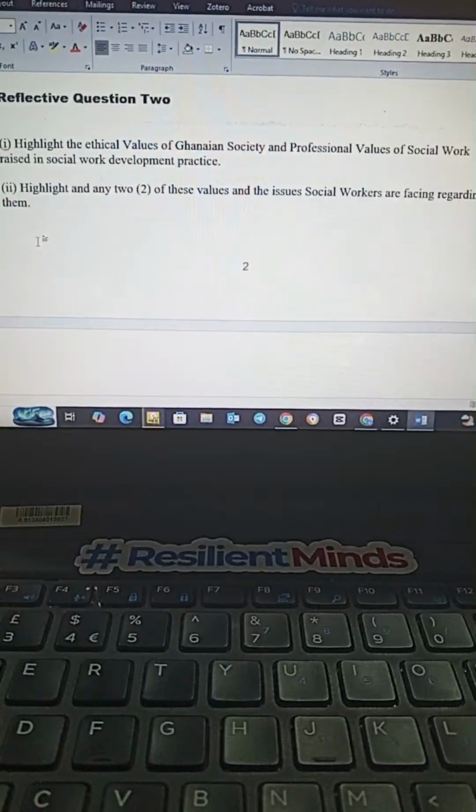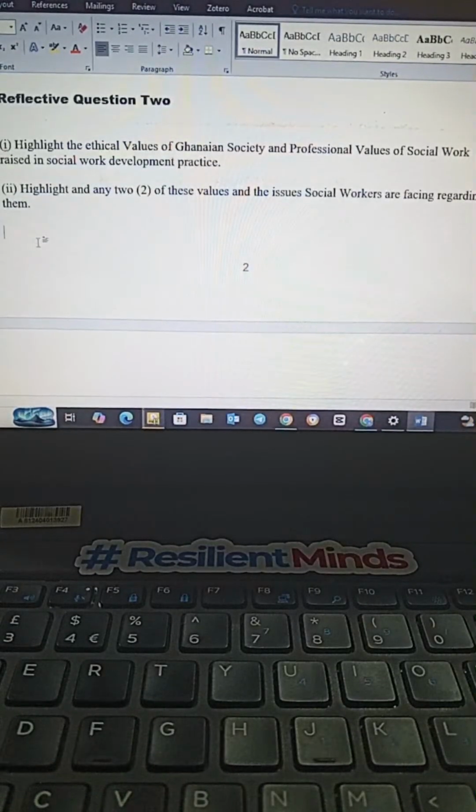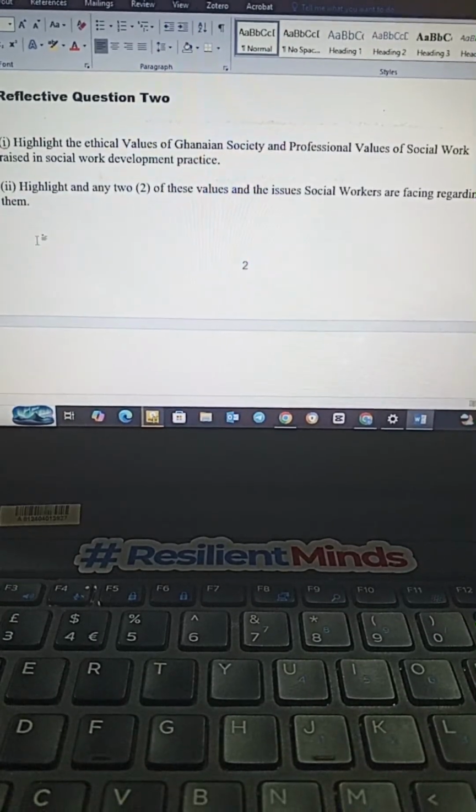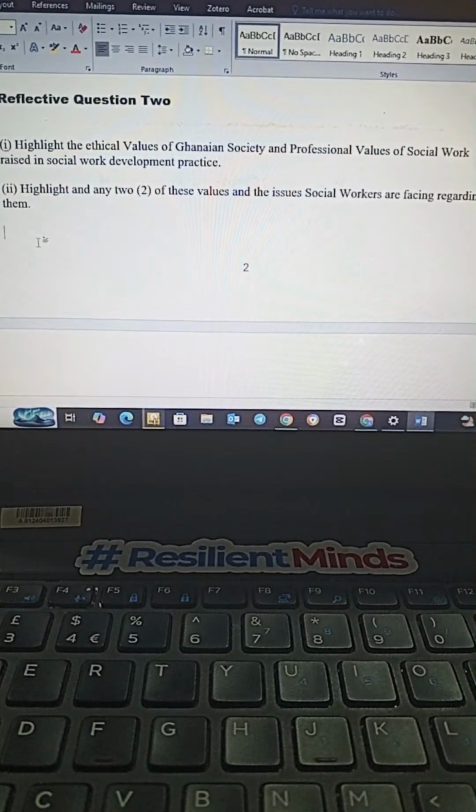You get it? Now, let's take this assuming you chose respect for dignity and self-determination. After explaining them, now you come to issues social workers are facing regarding them. So here, you just write the issues together as one. You don't separate them under each of them. Or if you want to do it one by one too, that is fine. Maybe you take respect for diversity. What are some of the issues social workers are facing with respect to that? Maybe with this value, these are some of the issues social workers are facing regarding that. So maybe you write about two or three about it.